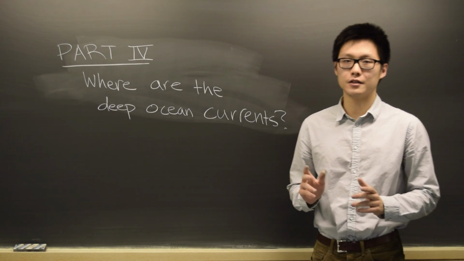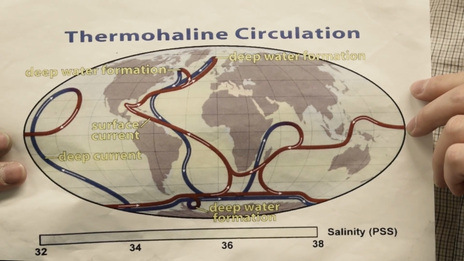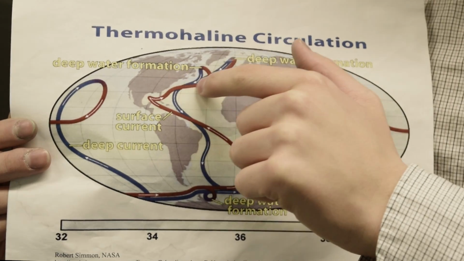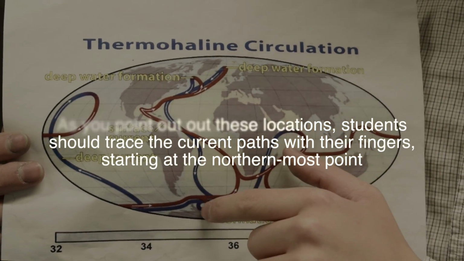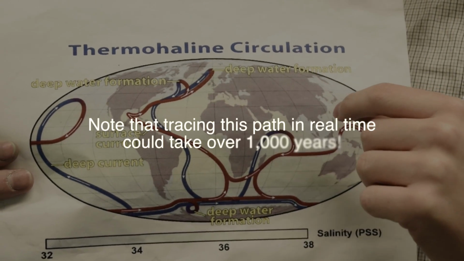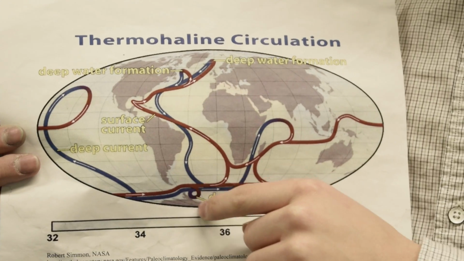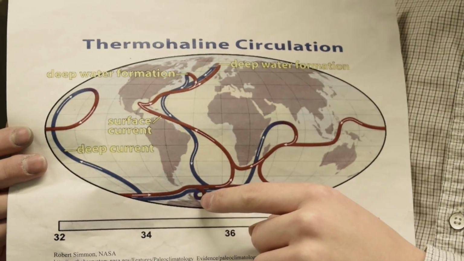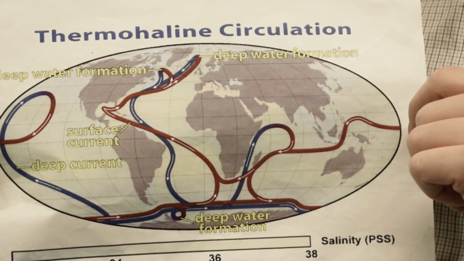For part 4 of the lesson, you should have students refer to the map of deep ocean currents. The biggest source of deep water occurs when highly saline surface water from the Gulf Stream is cooled by the polar air and then moves south, flowing all the way to Antarctica. The densest water forms in the Weddell Sea of Antarctica during the southern winter. This water sinks to the bottom of the ocean and then proceeds to flow north.